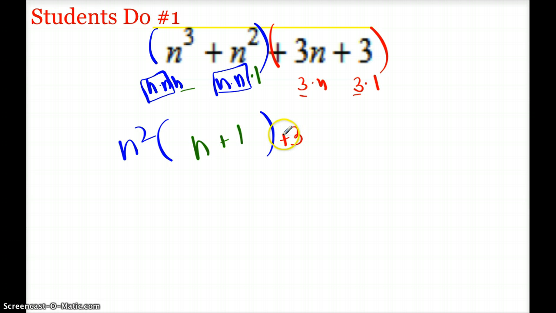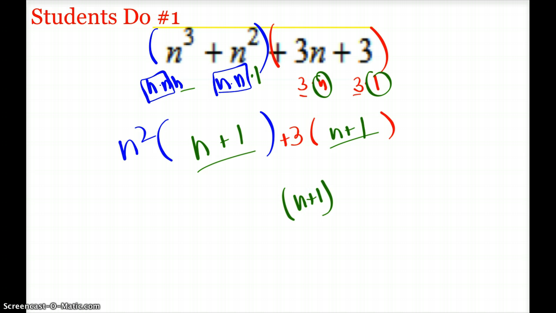The GCF is a 3, and the leftovers are going to be this n and the 1. So this one's going to be n plus 1. Now I know this is correct because these two match, so n plus 1, that's one option, and the other one's going to be n squared plus 3. So I know that's correct because the green ones match.